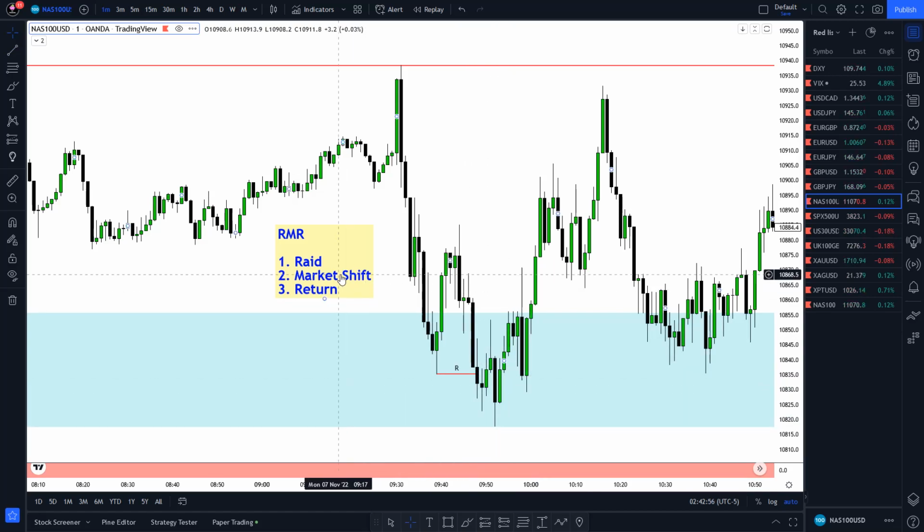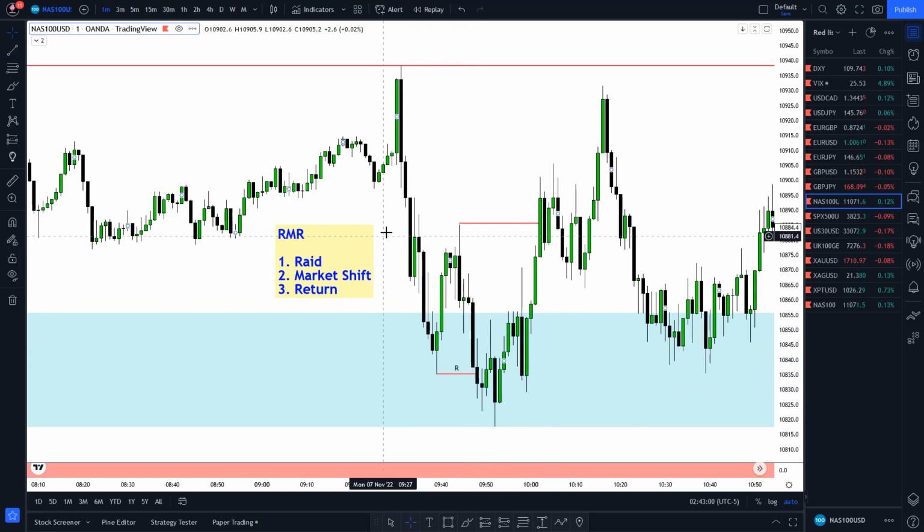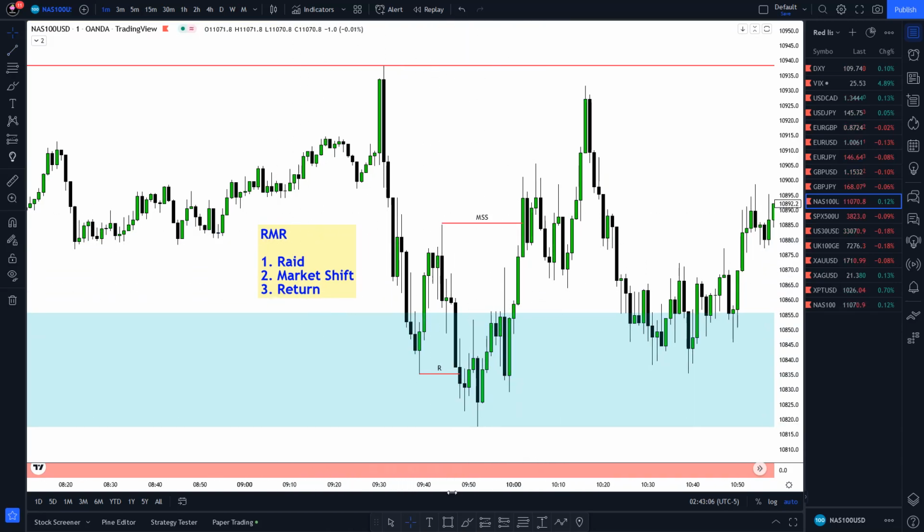Then we look for a market structure shift, so breaking a swing high. This swing high was broken. This is the market shift. And finally, we look for a return. So we have a gap within here, and we have a large order block within here. These are both return areas.